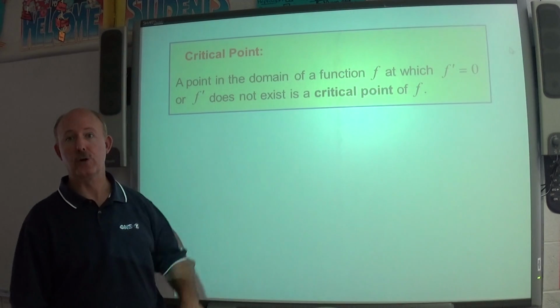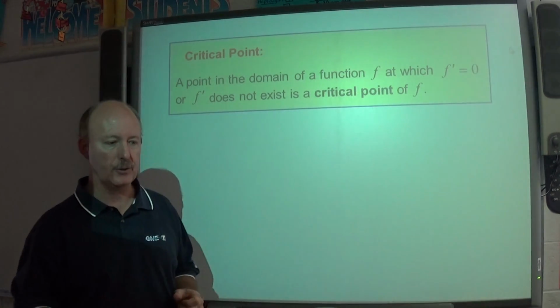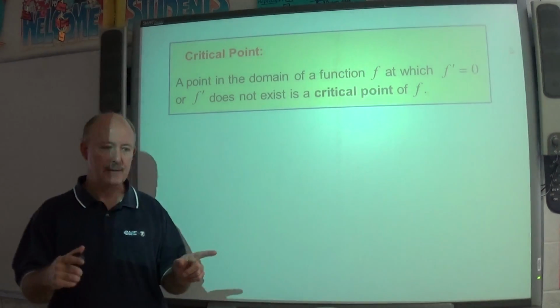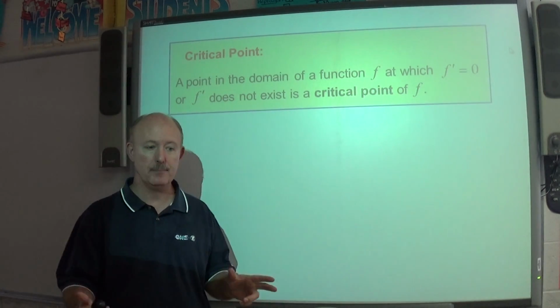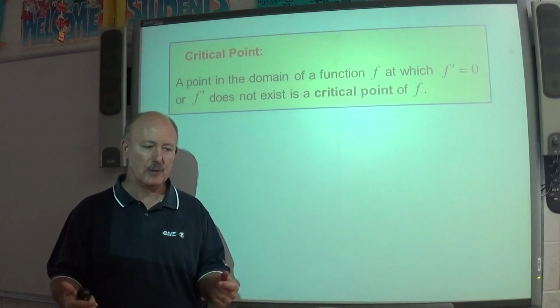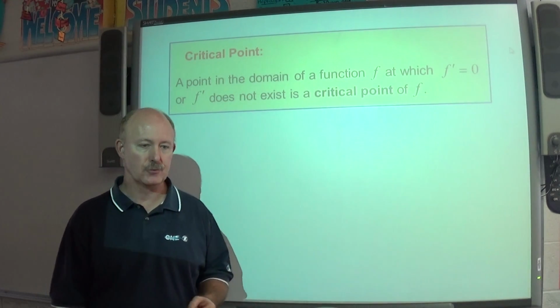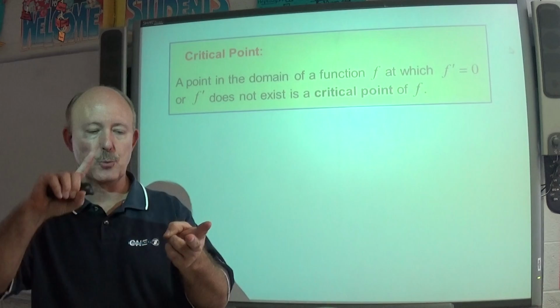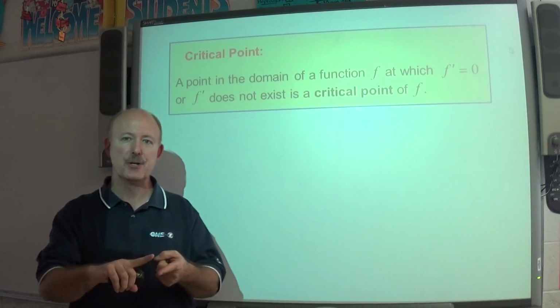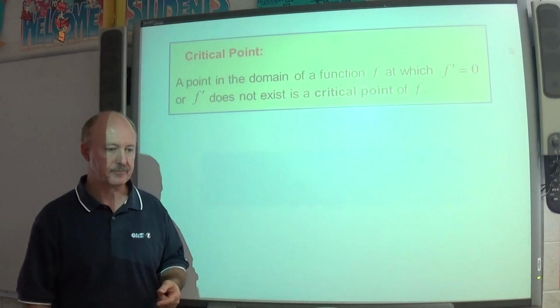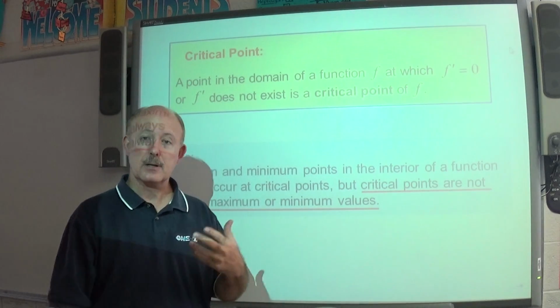Now, these are called critical points. So let's go ahead and talk about critical points too. This is a point in the domain of a function f where the derivative is equal to 0 or where the derivative does not exist. So a critical point, two things, is where the derivative is equal to 0 and where the derivative does not exist.